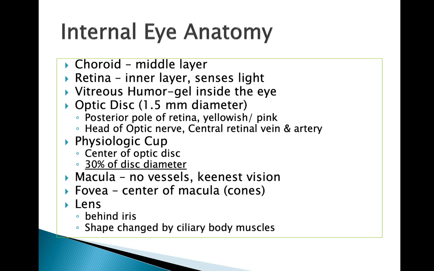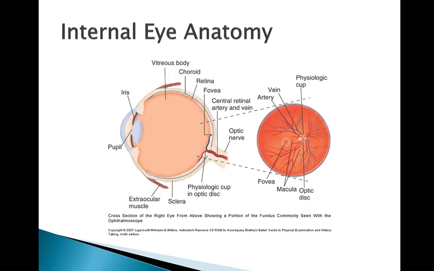And then again, the lens is in the front portion, and it is behind the iris, and it changes shape by the ciliary body pulling on it. So the ciliary body is a muscle, and it pulls on the lens and changes the shape.